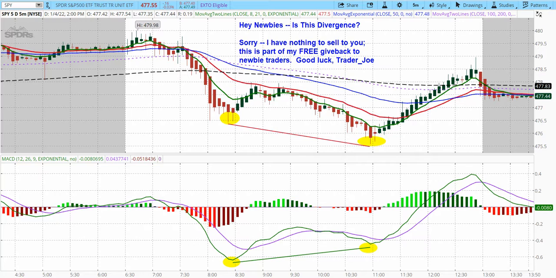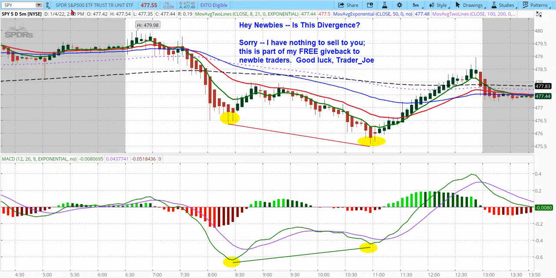So, hi newbies, is this divergence? And I'm sure many of you have no idea what in the world I am talking about. Divergence is when what's going on within the price action is diverging from an indicator. One of my favorite indicators is the MACD, Moving Average Convergence Divergence, okay? So let's take a look at this chart.